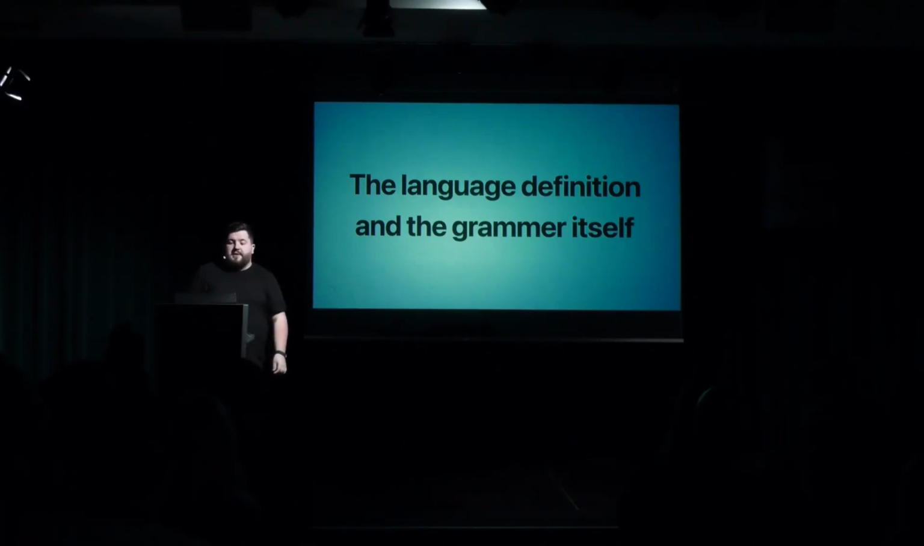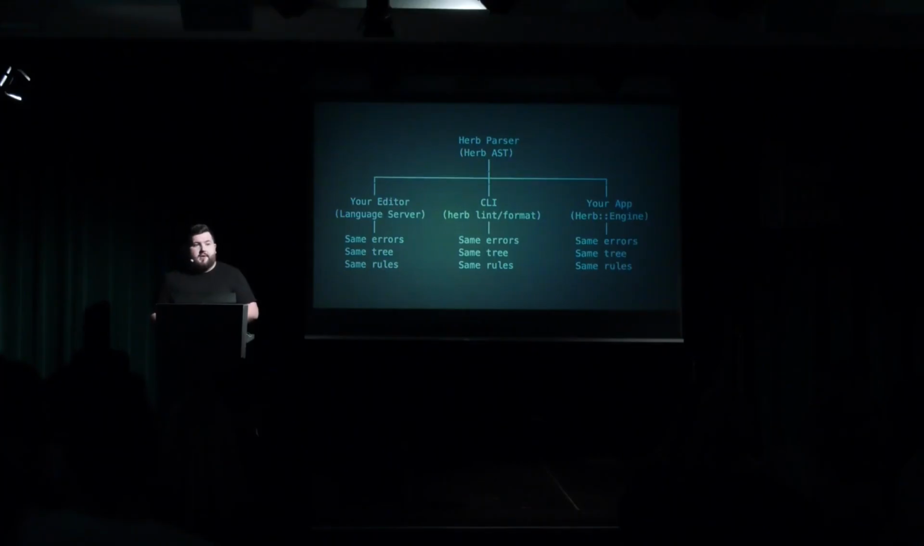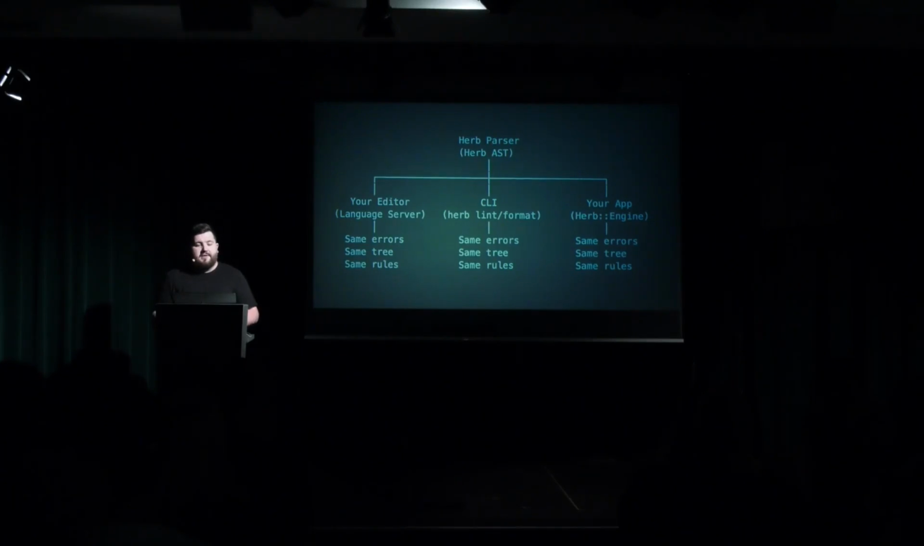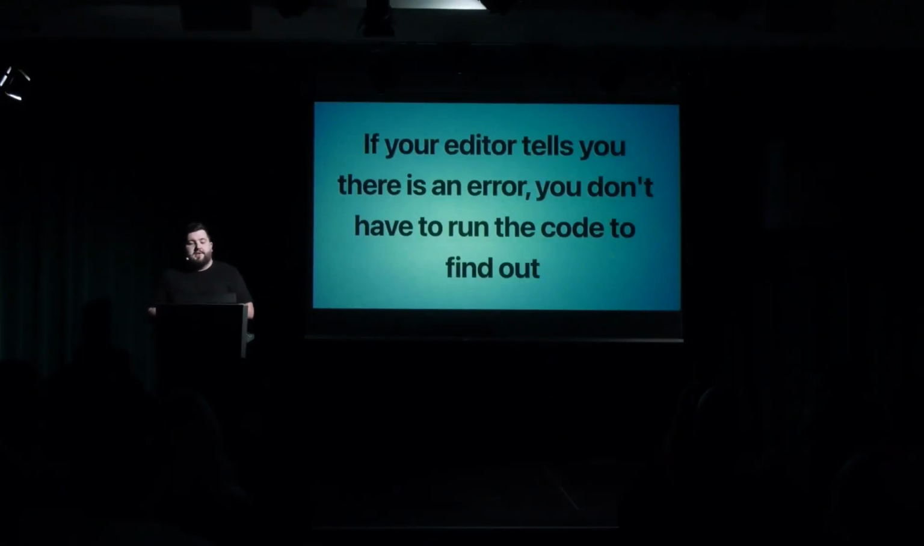And this also means that we now have one parser, we have one truth, which means your editor, your CLIs, your Rails apps all use the same parser, which means they have the same errors, the same trees, the same rules, so it all shares this underlying architecture. And this is really powerful. So if your editor tells you there's an error in your code, you don't have to run it. It will tell you, and it's going to be right because it's using the same architecture.